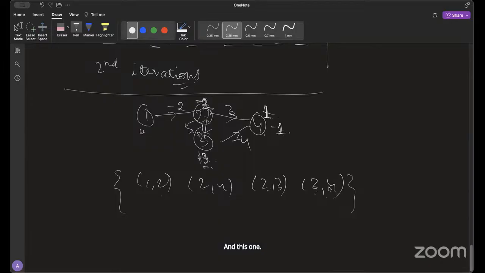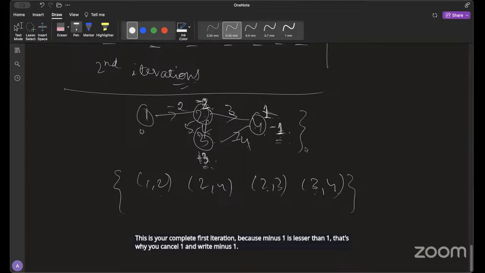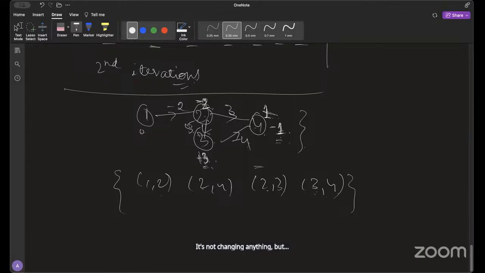Then you do the 3, 4 part. So this one, 3 minus 4, you get a -1 here. This is your complete first iteration, because -1 is lesser than 1. That's why you cancel 1 and write -1 here. And then when you do the second iteration, in this case and in the previous one, it leads to the same thing. So it's not changing anything, but there are cases when you will keep getting different weights until you're done with 3 iterations. But after 3 iterations, the weights will get fixed, so there won't be any change.